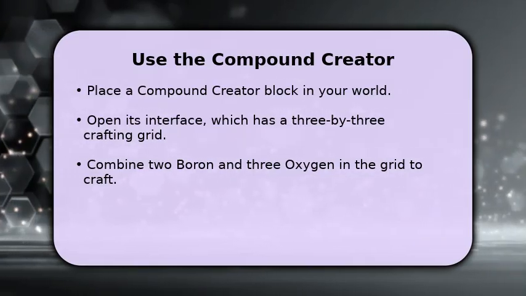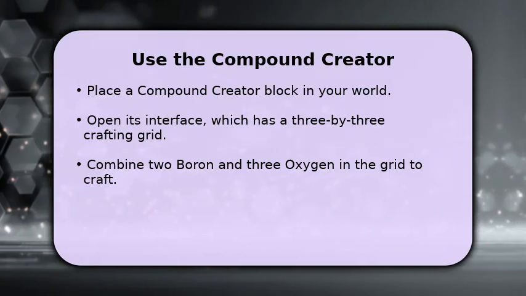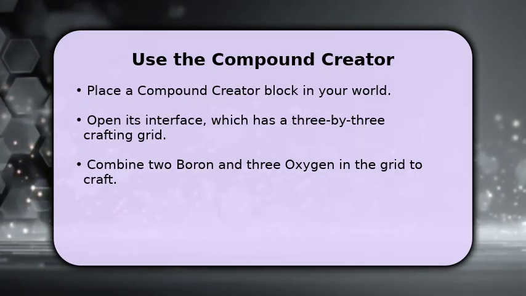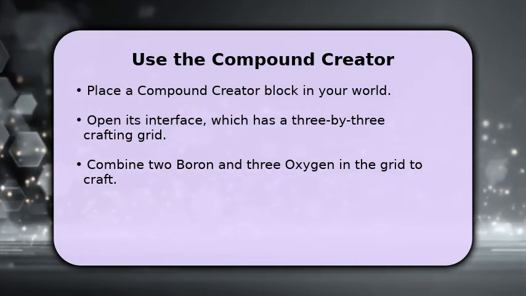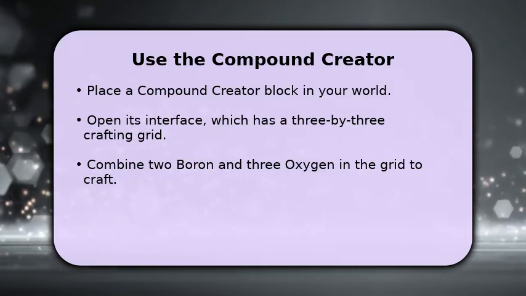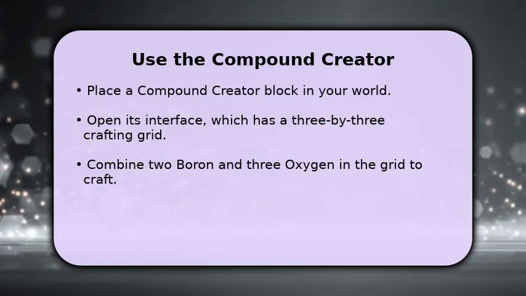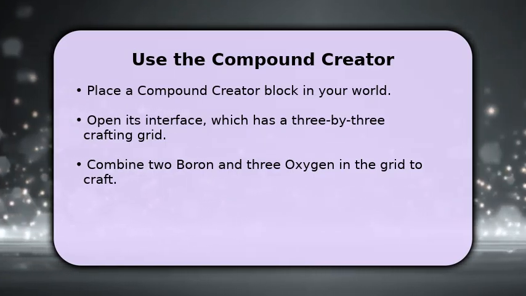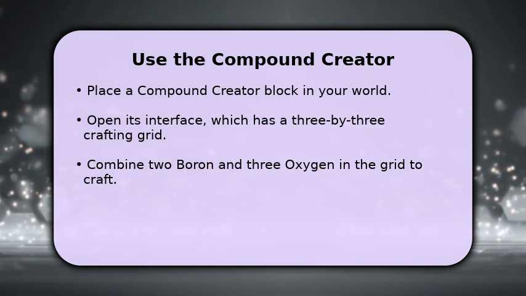Place a compound creator block in your world and interact with it. You'll see a 3x3 grid. Simply place your 2 boron elements and 3 oxygen elements anywhere within this grid. The compound creator will then synthesize them into 1 unit of boron trioxide, which will appear in the output slot, ready for you to collect.